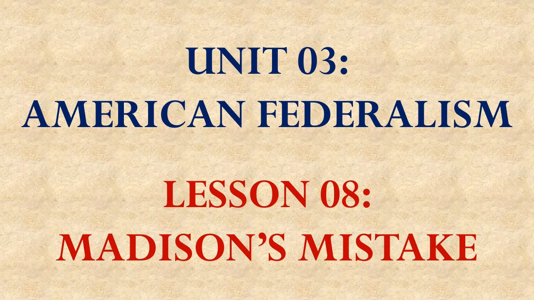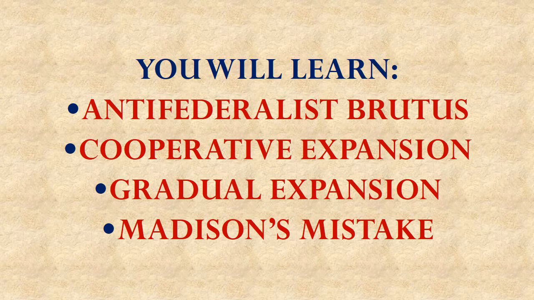In this lesson, from Unit 3, American Federalism, we'll have Lesson 8 about Madison's mistake. In this lesson, you'll learn about the anti-federalist called Brutus, about cooperative expansion, gradual expansion, and Madison's mistake.